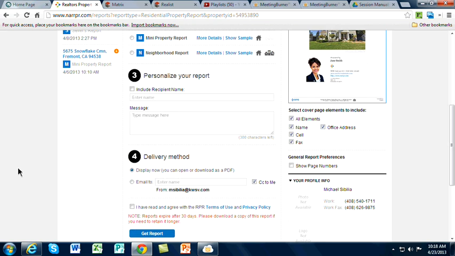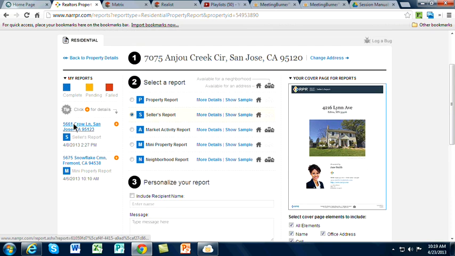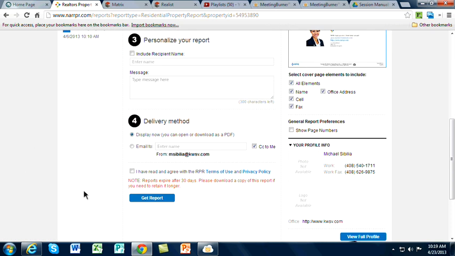I do RPR. No, you don't have to do the whole thing. If you look at one of the things that we can do in RPR, if we go through, it allows us to select cover page elements to include all elements, and then general report preferences. If we click on, that's for page numbers.